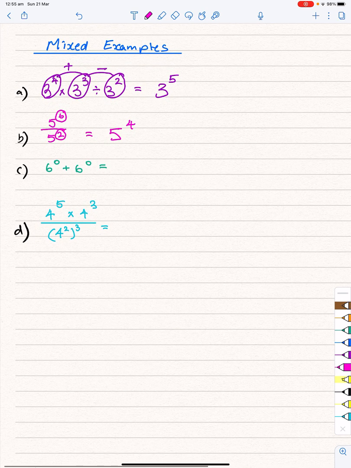Now I'm going to look at C. 6 to the power of 0 plus 6 to the power of 0. Well, anything to the power of 0 is 1. So this is 1 plus 1, which is 2.